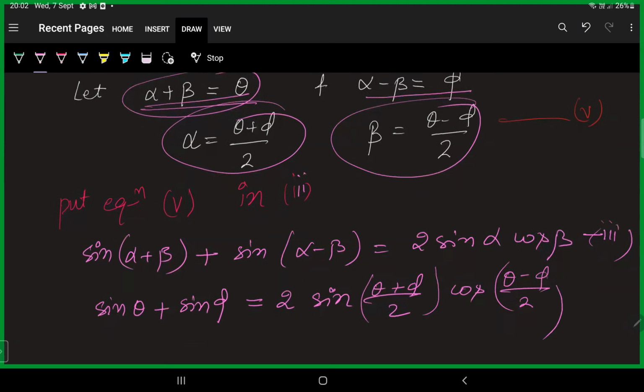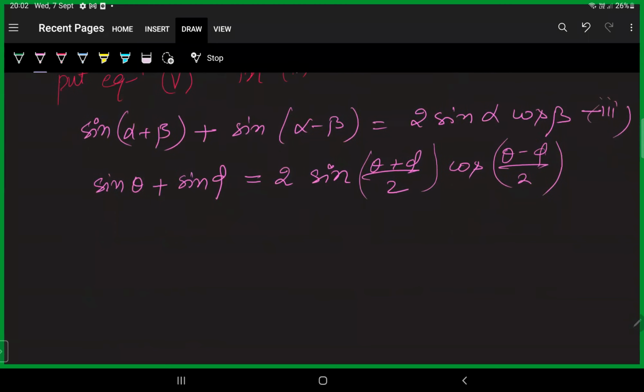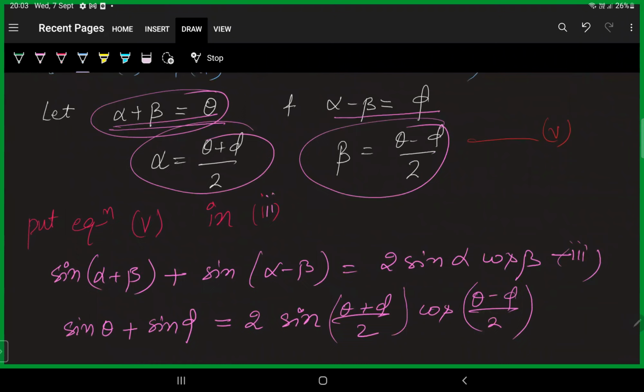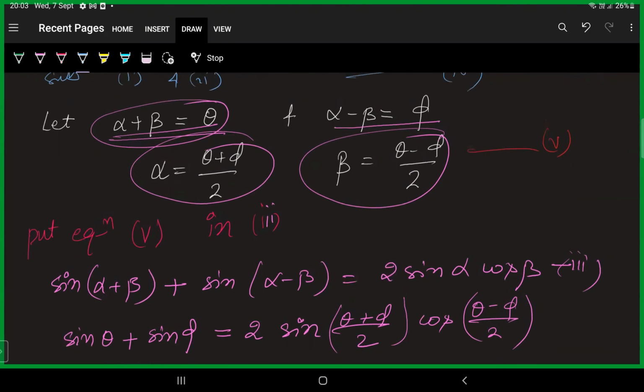Now just replace. See, theta and phi are just variables. You can replace them with A and B, C and D, E and F. You can also replace them with alpha and beta. So you can always write sine alpha plus sine beta, when you are adding it.